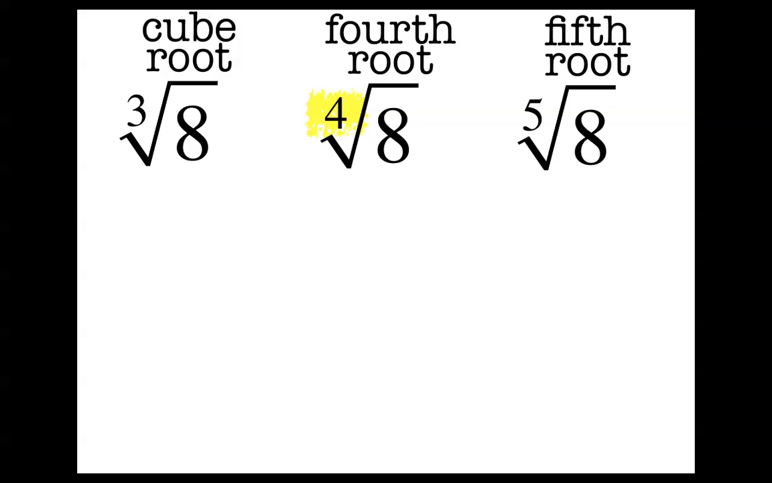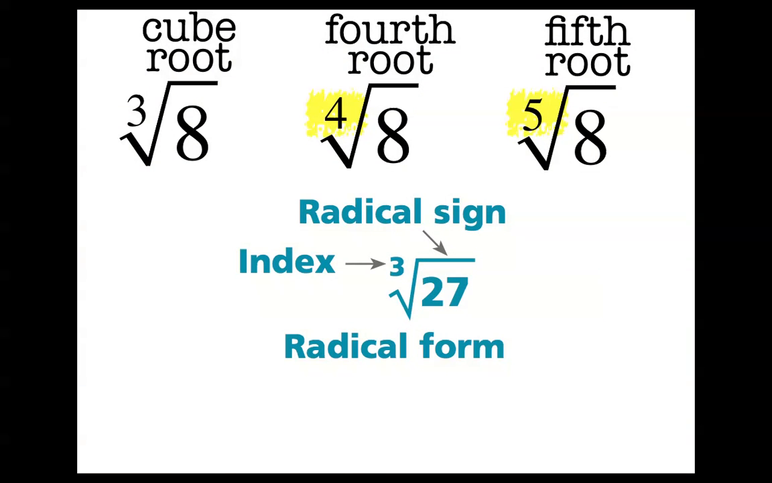So, notice whatever root it is, you write that little number floating in front of the radical. And we call that number an index. And we call this format writing it in radical form. Okay, so you have a radical sign, but you have a little index number to tell you what kind of a root you're taking, whether it's a cube root, 4th root, 5th root, etc.